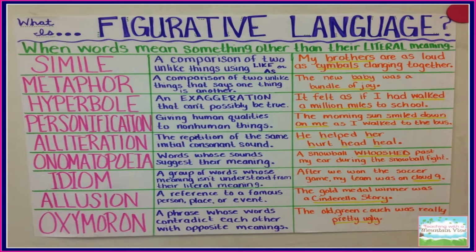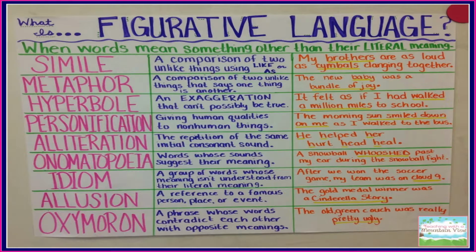An allusion is where you connect to a person, place, or event that everyone's going to know. So if we say the gold medal winner was a Cinderella story, everyone knows the Cinderella story. So we imagine that the gold medal winner has had similar things happen to them that happened in a Cinderella story.